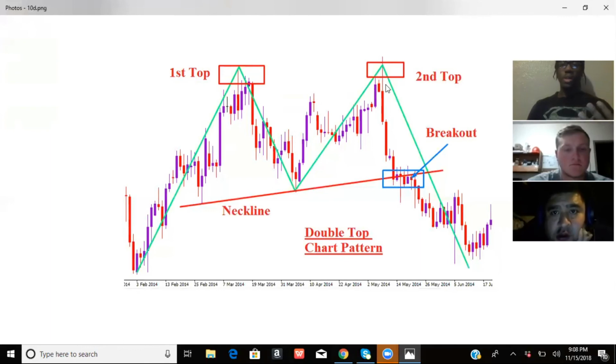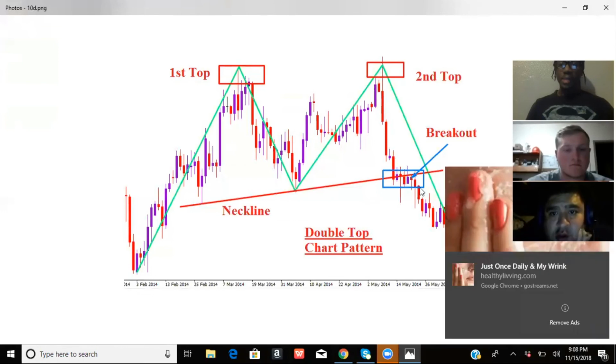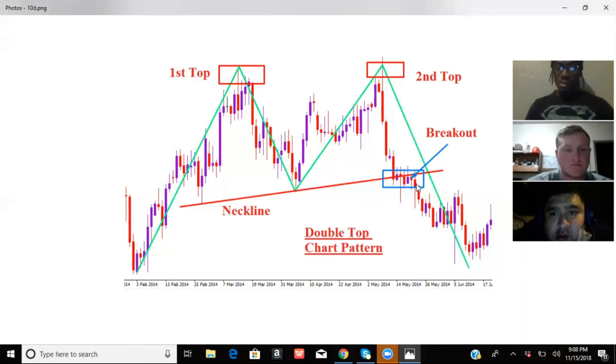It doesn't want to go there. So then you start to see it come down. So you see, this is the neckline, right? And as it came down here, basically I would get in on probably the close of one of these candles, but ideally this one.